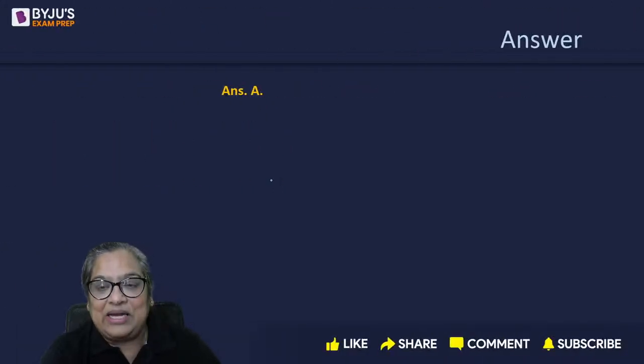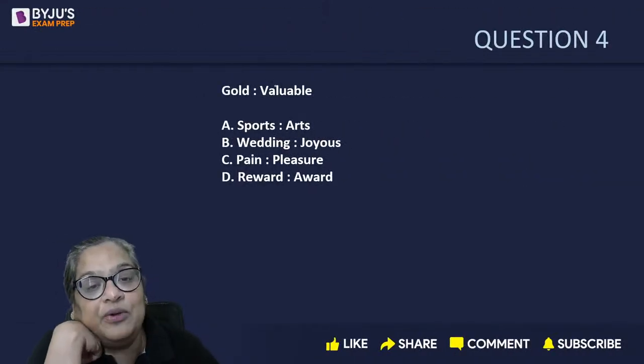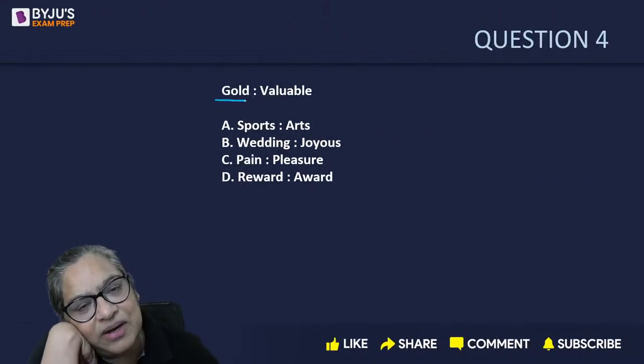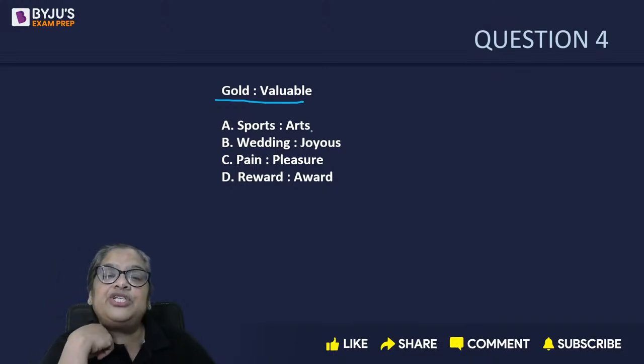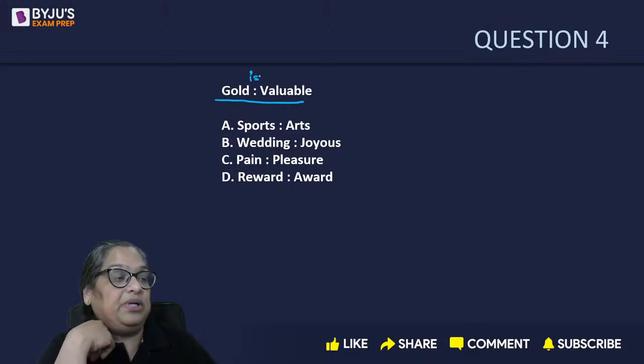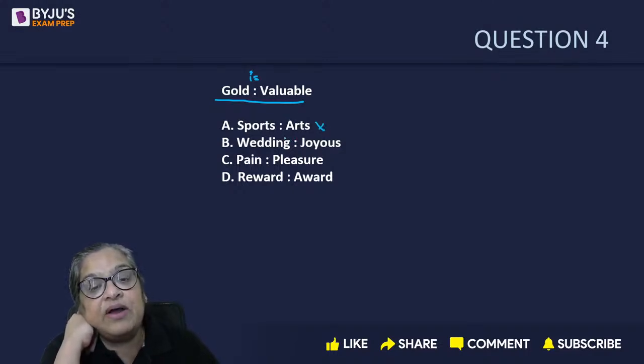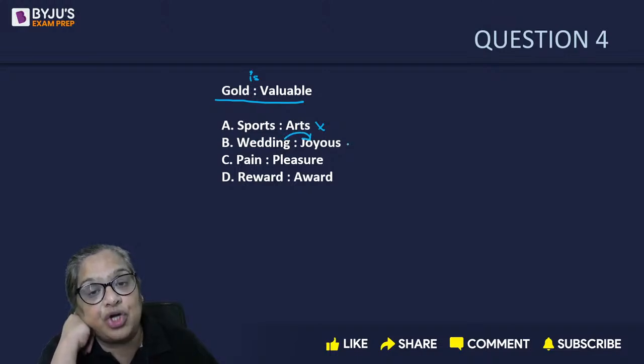Good. Alright, let's move to the next question. Gold, valuable. So just frame this relationship in a sentence. Gold is valuable. Its value is very high. So gold is valuable. Sports is arts. Not really. Weddings. A wedding is a joyous occasion, or weddings are joyous or happy occasions.